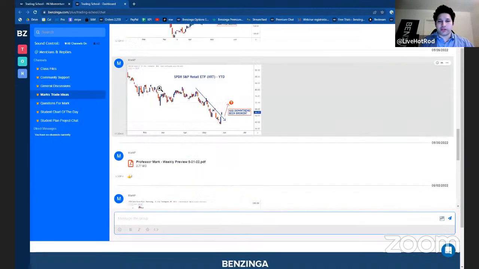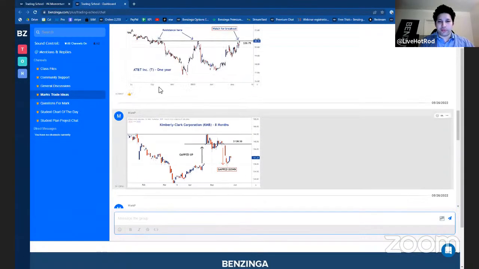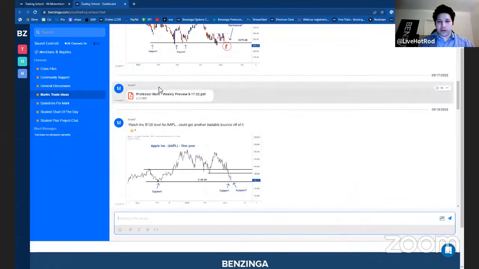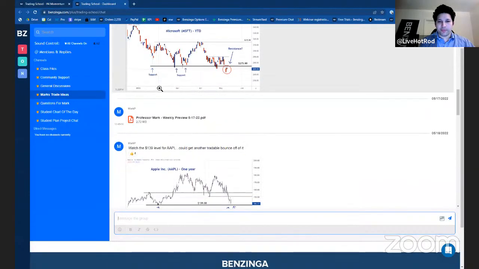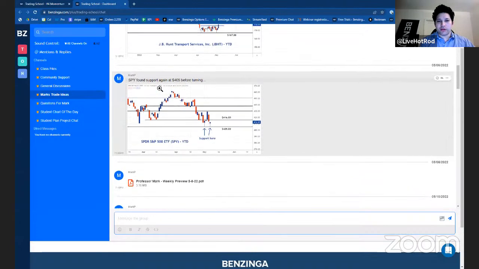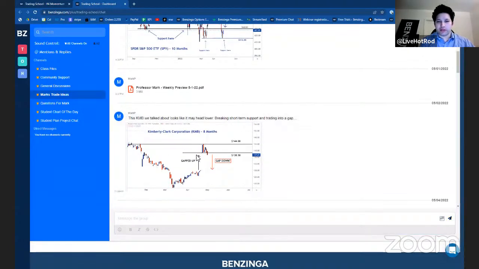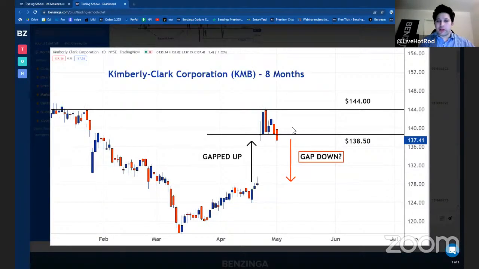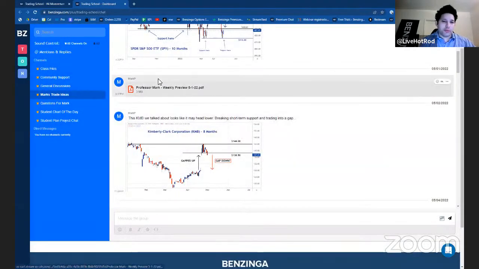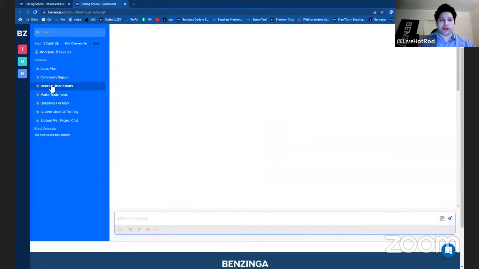Mark's trade ideas. I got a really nice trade here from Mark. He put it out a couple of weeks ago, I think it was Kimberly Clark, on May 2nd. Eventually, Kimberly Clark did gap down. I think it's at 130 or 129 right now. So it closed the gap, and that was a pretty easy puts trade that I bought on it. So you can find trades from Mark in this chat room, Mark's trade ideas.